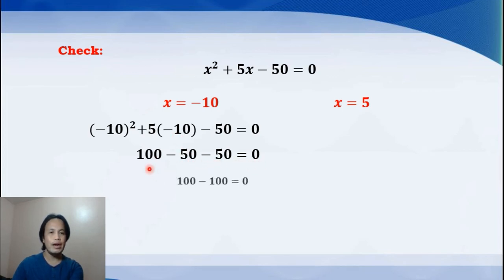So we copy 100, this one. Then 100 minus 100 is equal to 0, which is 0 equals 0.